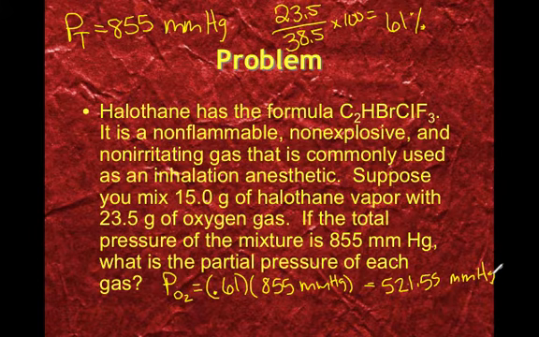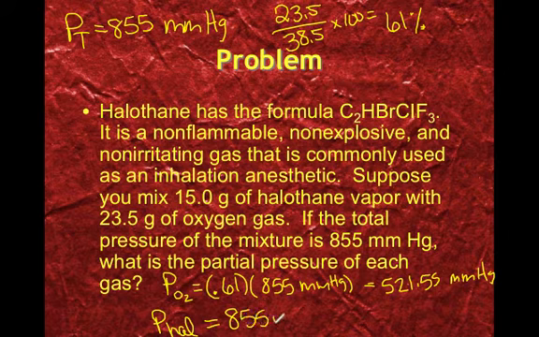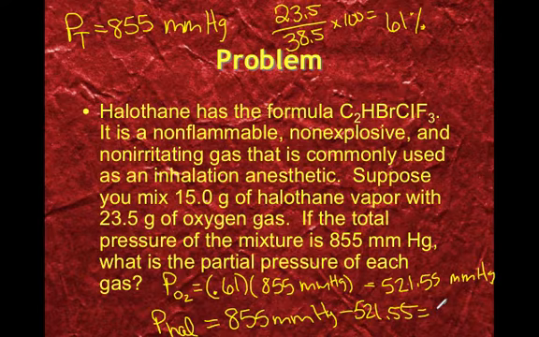So we need to find halothane also. There's two ways we can do that. We can do this whole process again, switching out 23.5 and using 15. Or the total pressure should equal the two pressures added together. So to find halothane, we can take 855 minus the 521 to give us halothane's partial pressure of 333.45 mm. Oh, I forgot the mm.